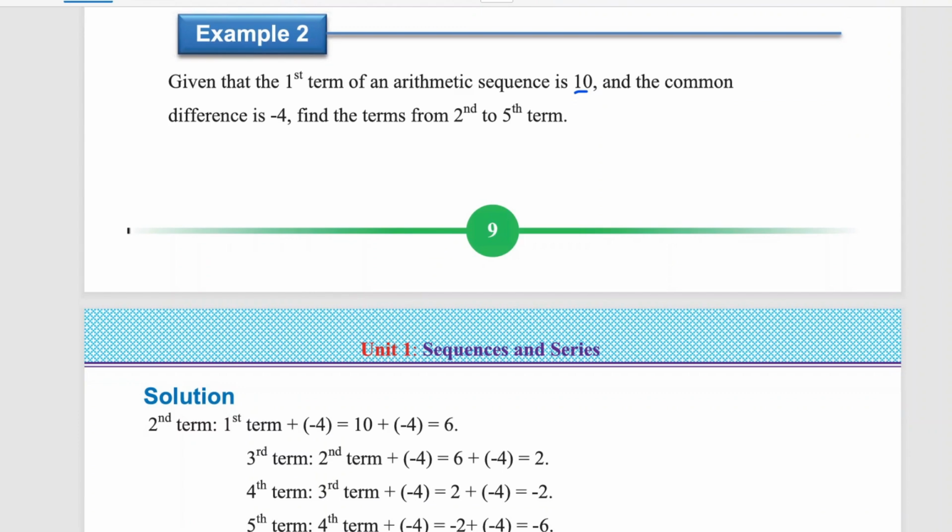First term is given, which is 10. The common difference is given, which is minus 4.